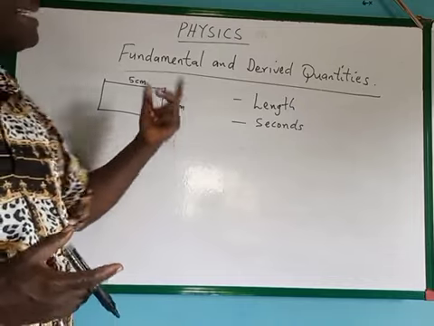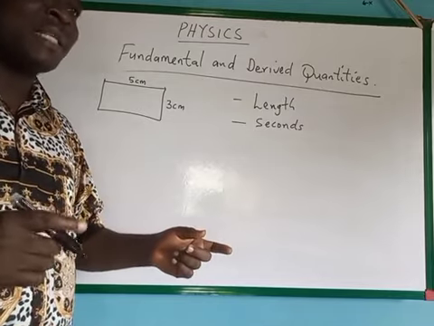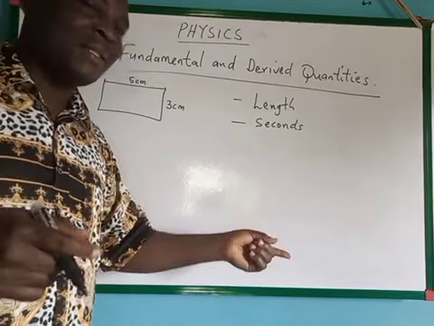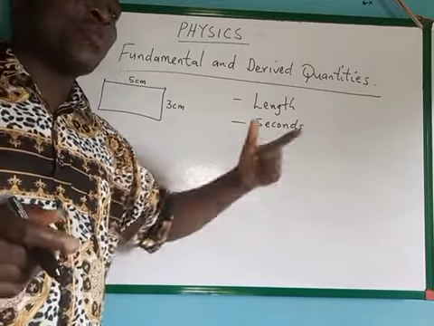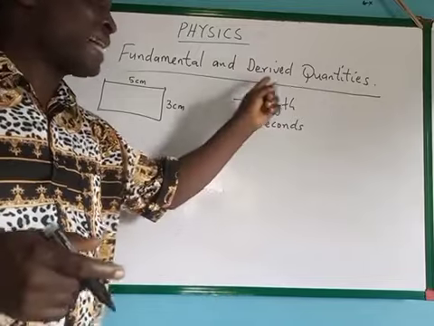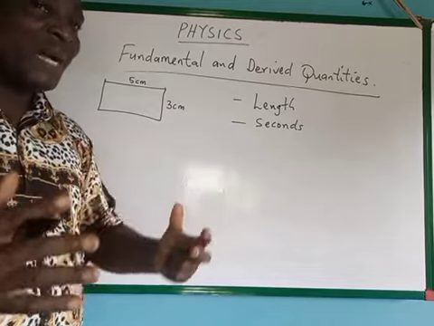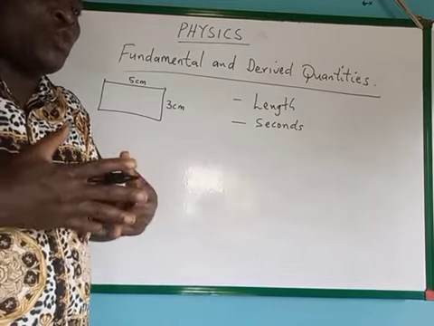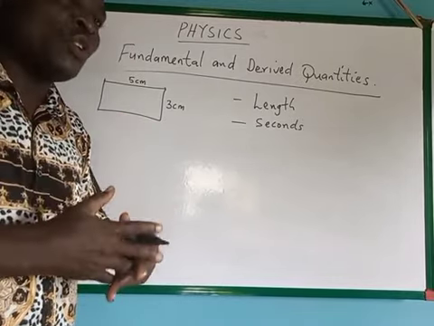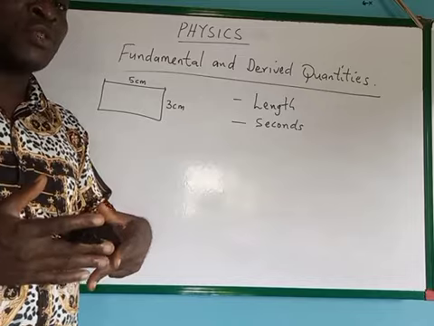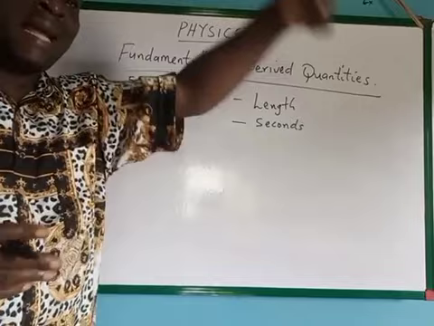Now, what about derived quantity? From the word derived, it means that you use something to get it. You use something to derive it. So it's a derived quantity. You arrive at that quantity using other quantities. So fundamental quantities join together or are reacted together, either in division, multiplication, addition, or subtraction, to get another quantity. That quantity that you get becomes the derived quantity.